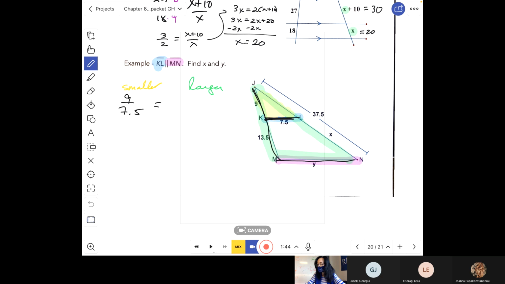Well, we can do that, but I'm looking at the smaller compared to the larger. So 9 over 7.5 equals 22.5 over y. So I can solve for y first. That's going to give me 9y equals 7.5 times 22.5. If I multiply the two numbers on the right, what do I get?